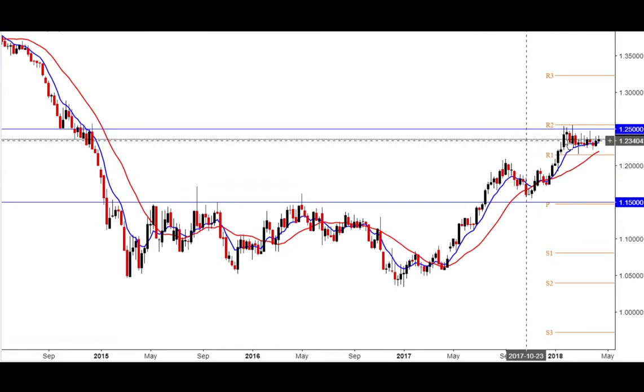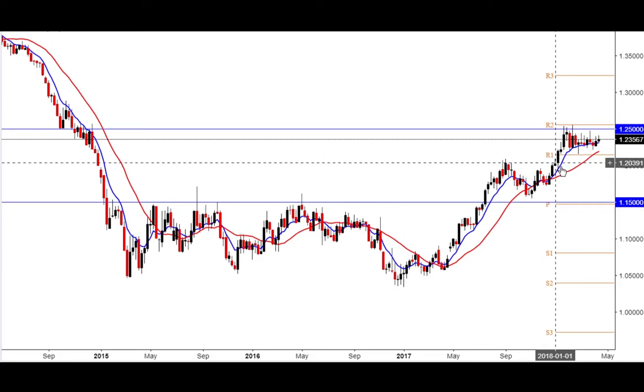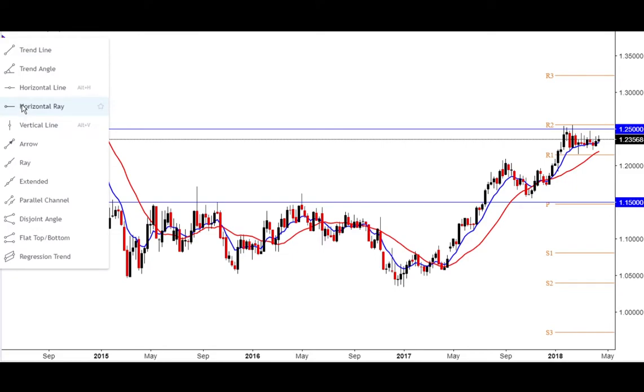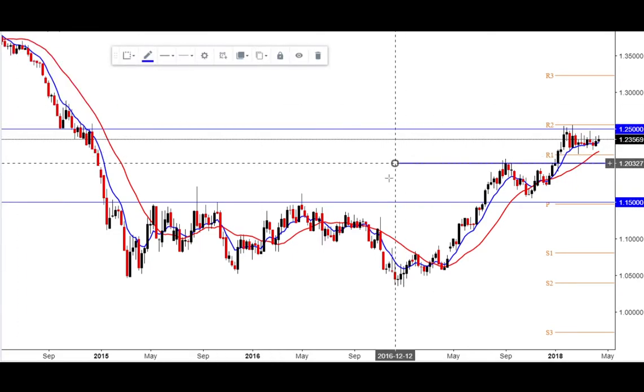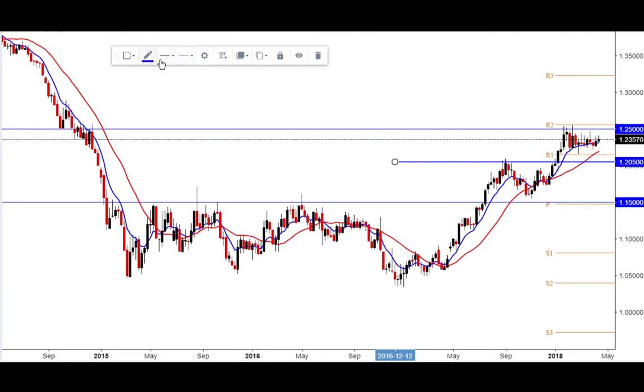Then we maybe have this level, which is the 1.205 level. So I'll use a horizontal ray for that region, 1.205. I'll round it up to 1.205. It's always good when you know your levels, and when you know where the markets will come after they break out at a certain point, and what will happen.